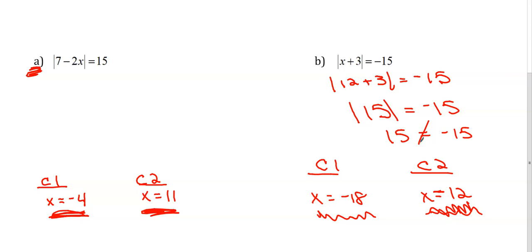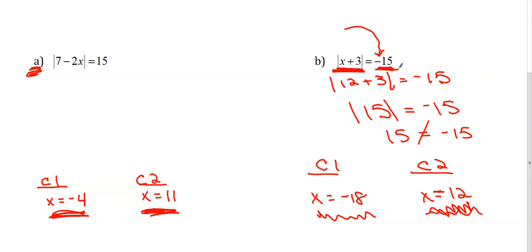Well, if you weren't thinking, you probably just did case 1, x plus 3 equals negative 15. Case 2, x plus 3 equals positive 15. The problem is, I should have stopped right there. Why? Will an absolute value ever be negative? And the answer is no, it can't be. The smallest thing that can ever come out of an absolute value is 0. I will never get a negative out of an absolute value.